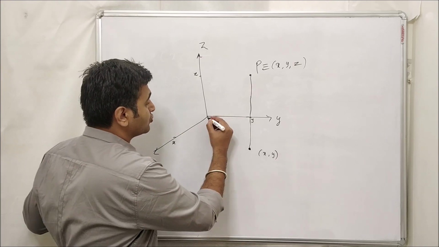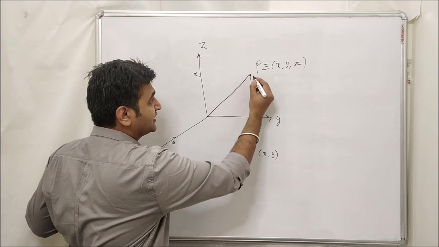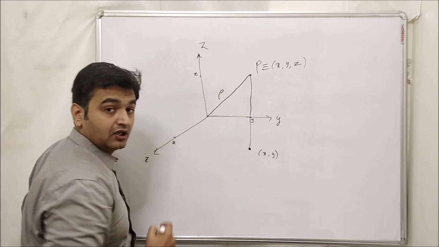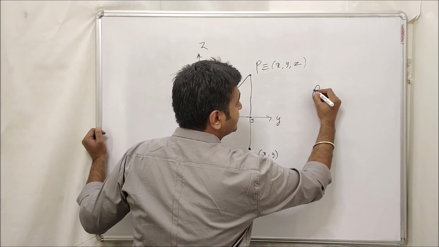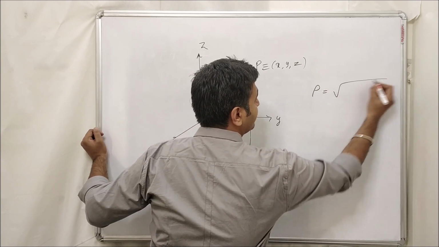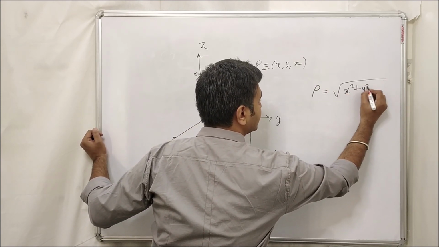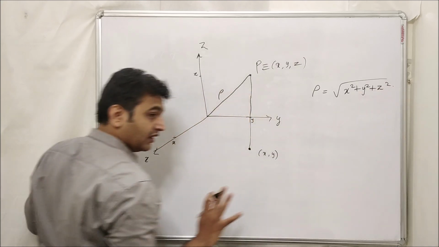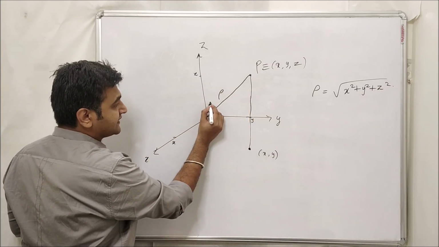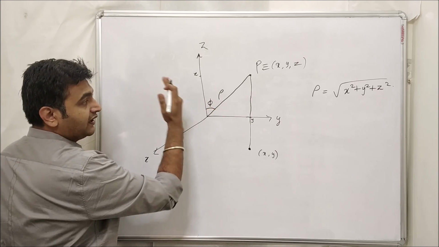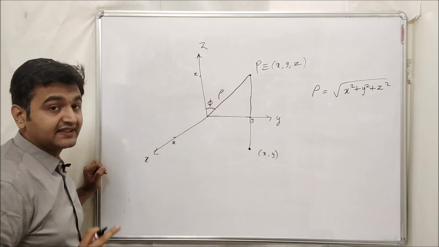Now what is my rho? This is the distance of this point, so this is my rho. It is the distance of a point from the origin. One can see from here, it is the distance of this point from the origin, so square root of x square plus y square plus z square. That is my rho. Now what is phi? It is the angle made with respect to the z-axis. So this is my angle phi over here.